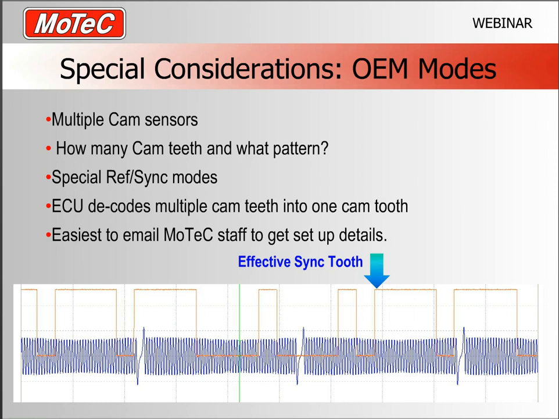So what the ECU would do is decode that back down to a single point. I've marked that with the arrow there, and from there it becomes a simple missing tooth mode and follows all the rules that we've just been through. Again, like I said, email a ref sync capture to the guys at Motec, myself or anyone else, and we will be able to give you a bit more advice. And for most OEM modes, luckily we have all this information. We can send it directly to you.